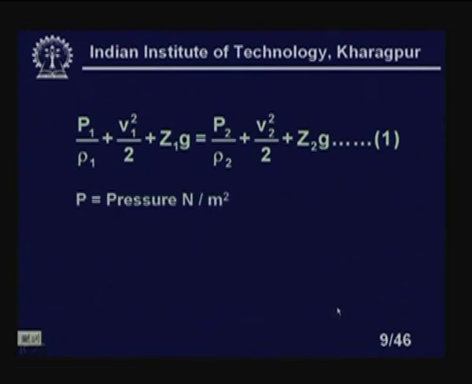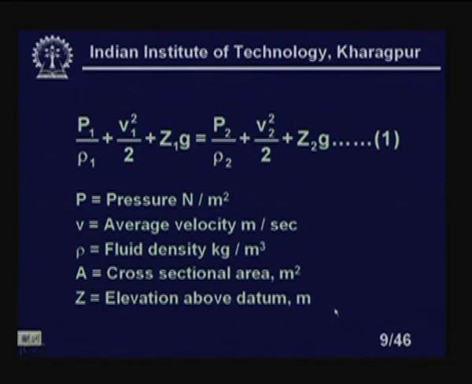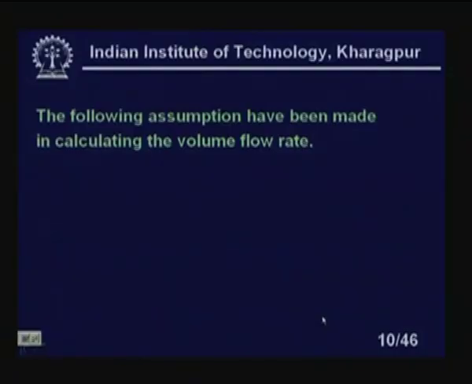P is the pressure in Newton per meter square, V is the average velocity in meter per second, V1 is the upstream velocity and V2 is the velocity at the restriction or the minimum area, and rho is the fluid density which is in kg per meter cube, everything in SI, no problem. A is the cross sectional area, in meter square, and Z is the elevation above the bottom level. Okay. So, you can take any bottom level, obviously this is not very important if the pipe is horizontal, and that is in meter.